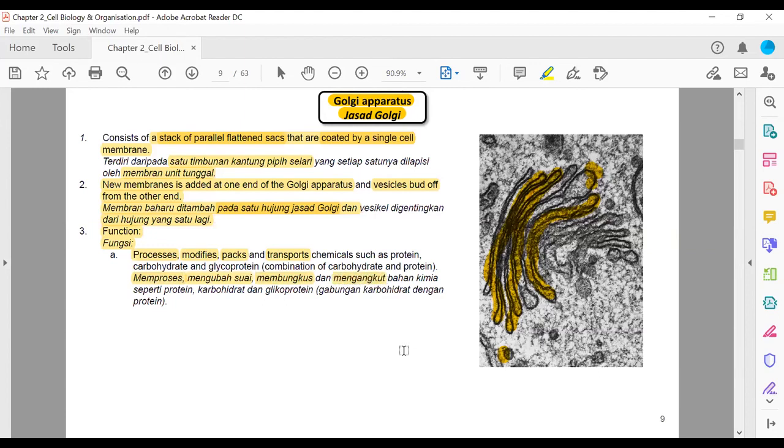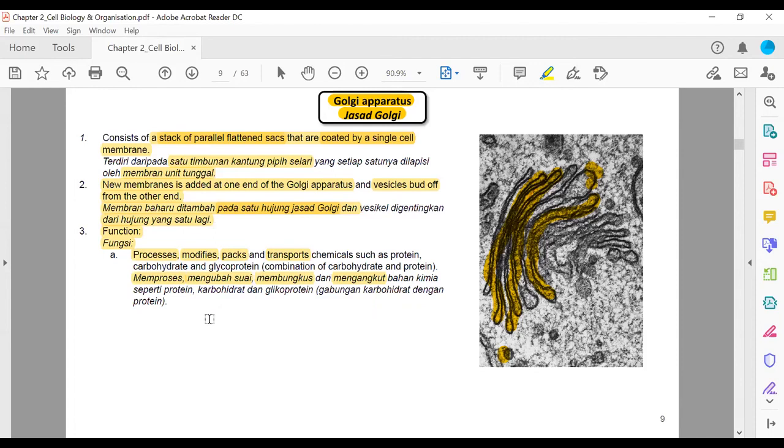4 fungsi Golgi apparatus. So processes, modifies, packs and transports chemicals such as protein, carbohydrate and glycoprotein. Apa maksud glycoprotein? Combination of carbohydrate and protein. Memproses, mengubah suai, membungkus dan mengangkut bahan kimia seperti protein, karbohidrat dan glycoprotein. Apa maksud glycoprotein? Gabungan karbohidrat dengan protein. So ini tugas Golgi apparatus.